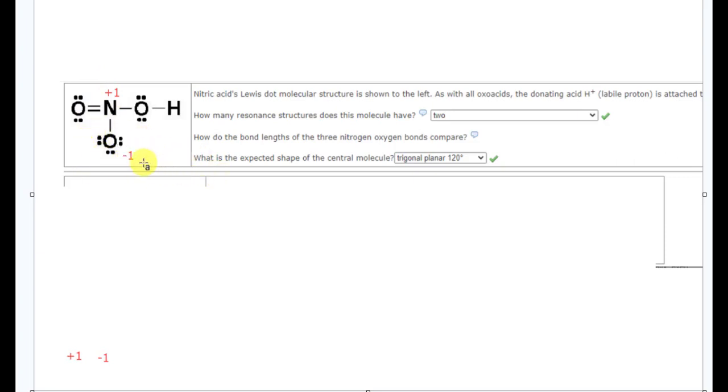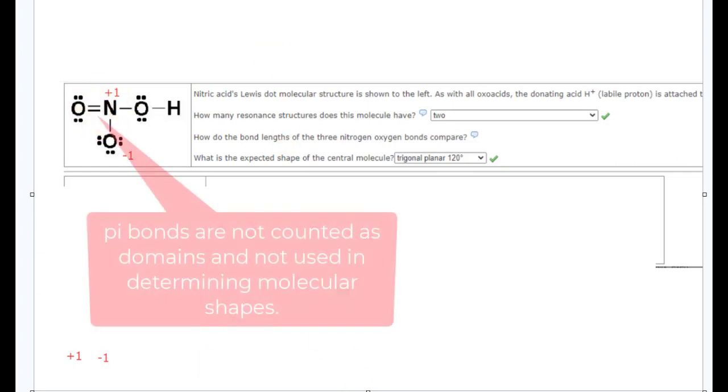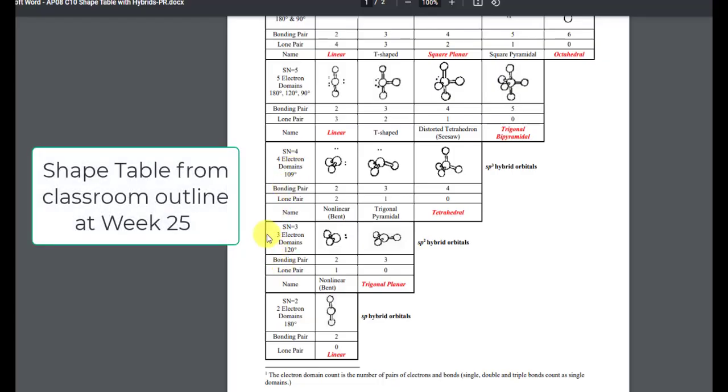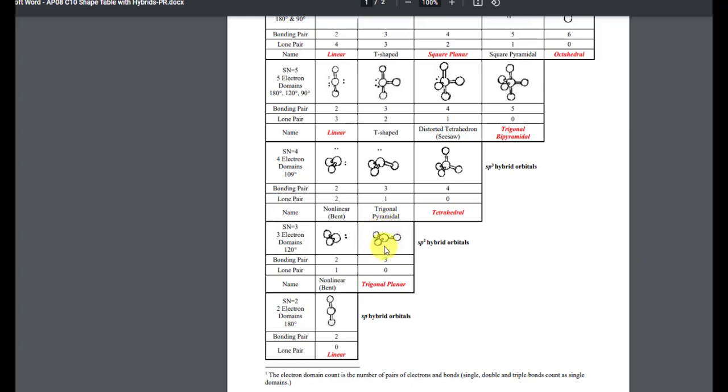In terms of its shape, we have 1, 2, 3 sigma bonds around our central atom nitrogen. If you've got 3 sigma bonds, let me go back here to my shape table, we've got 3 domains, 3 sigma bonds. That would be trigonal planar, 1, 2, 3, because they'd arrange themselves out as far as they possibly could from one another.